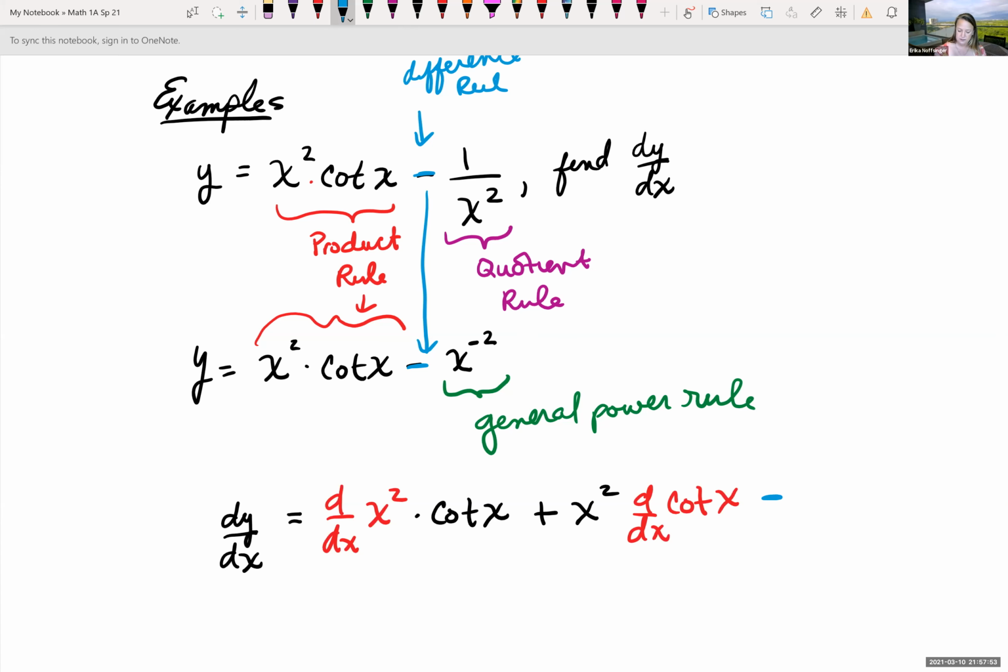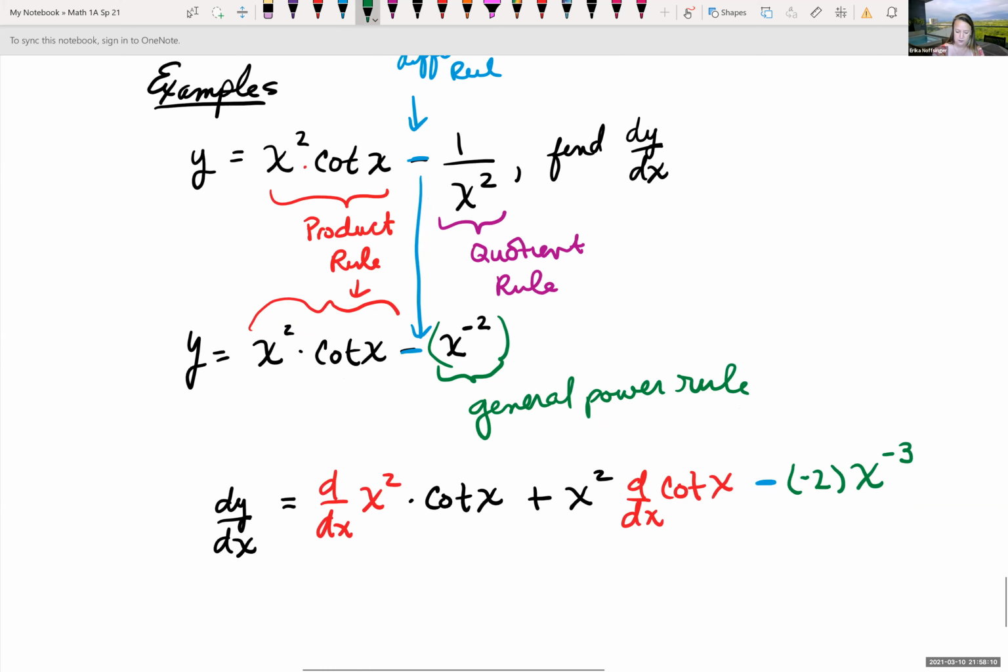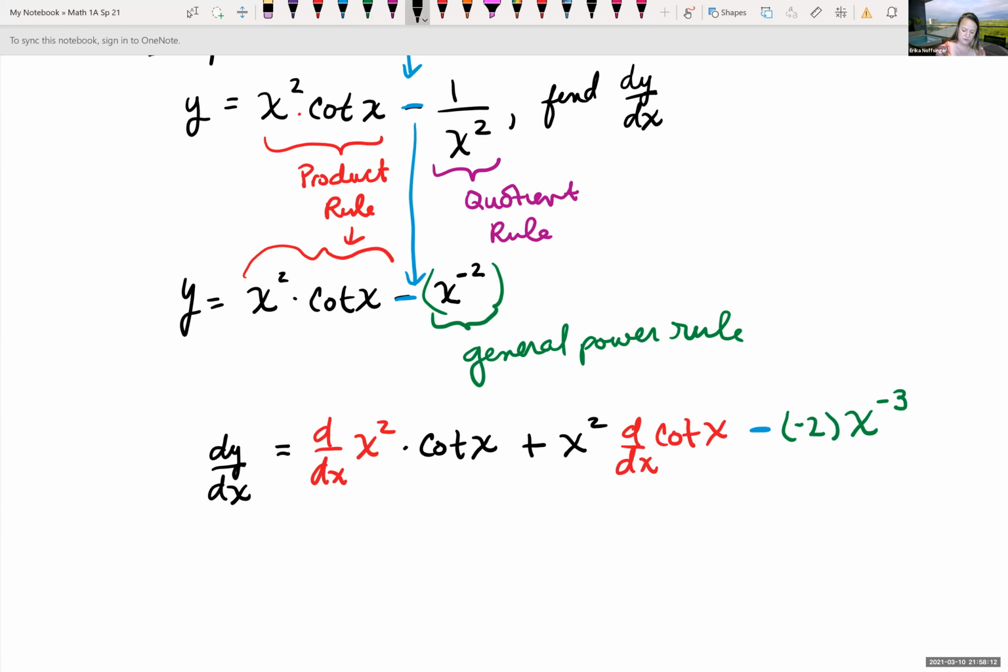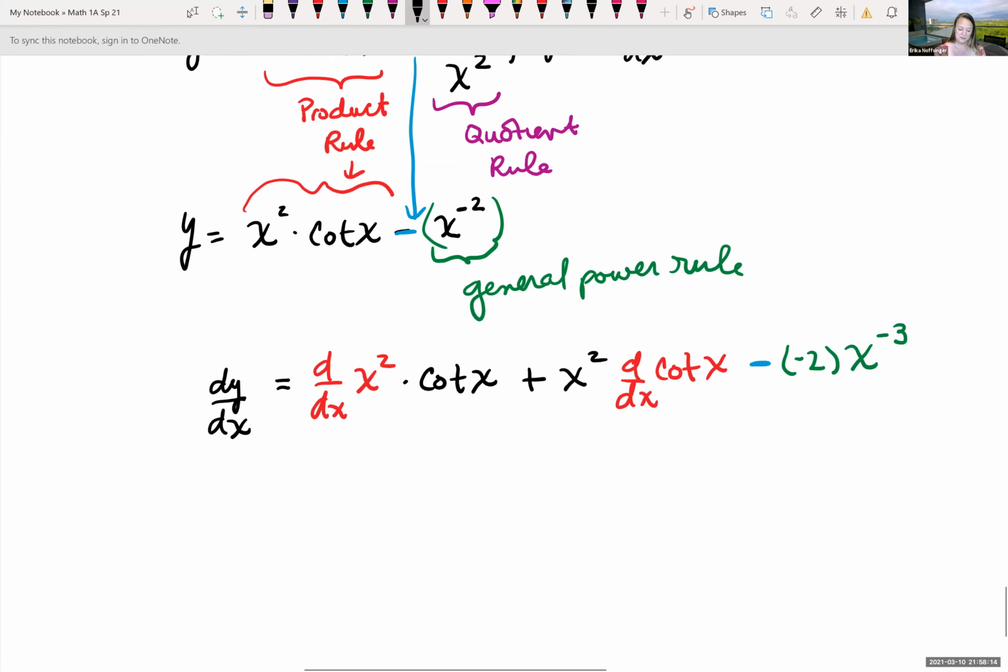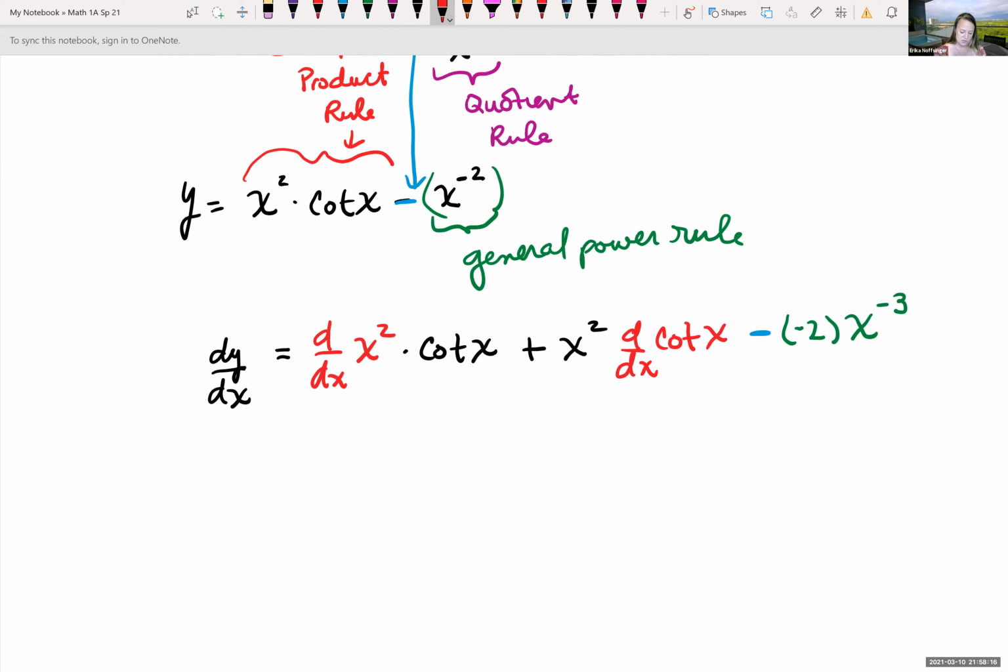minus, using the general power rule, I think I can probably do that right here. So let's bring down the power in front, negative 2, x, and then let's subtract 1 from the exponent. So negative 2 minus 1 gives us a negative 3 exponent. Well, derivative of x squared is not bad at all. That one gives us 2x.